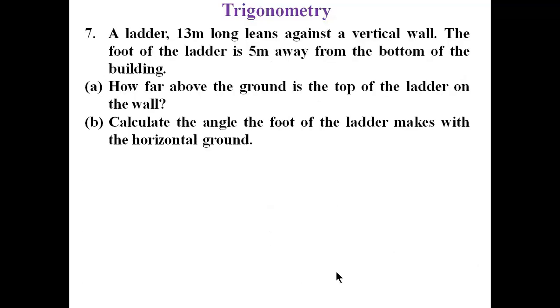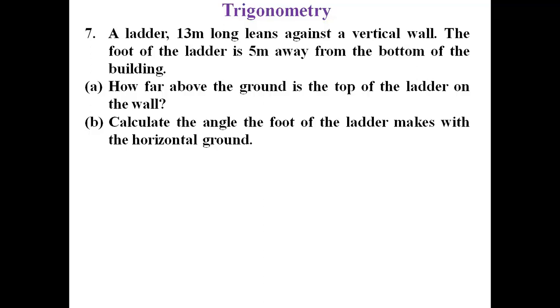Problem 7. A ladder 13 meters long leans against a vertical wall. The foot of the ladder is 5 meters away from the bottom of the building. A. How far above the ground is the top of the ladder on the wall? B. Calculate the angle the foot of the ladder makes with the horizontal ground.